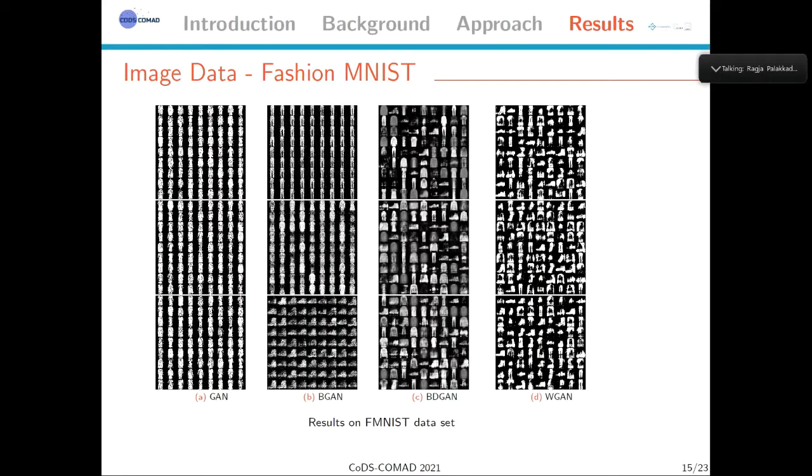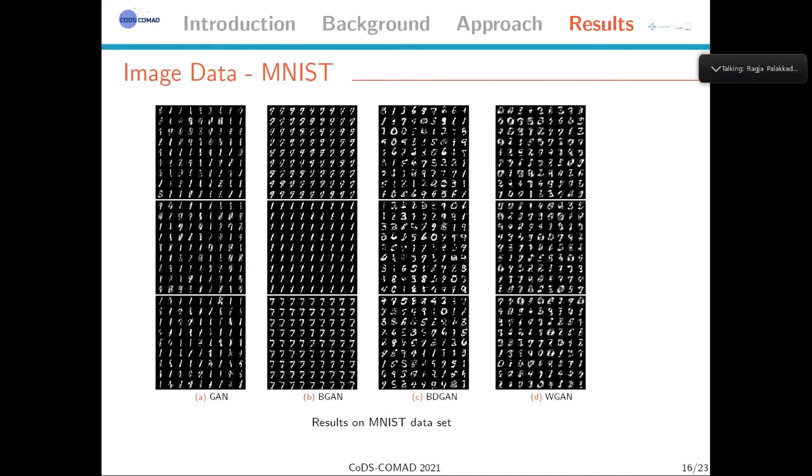Now we come to the real world data sets. In Fashion MNIST, we can see that BDGAN is able to generate from all of the modes. You can see bags, we can see shoes, we can even see sandals, which shows that it is able to capture the variation even in real world datasets. This extends to the MNIST dataset as well.